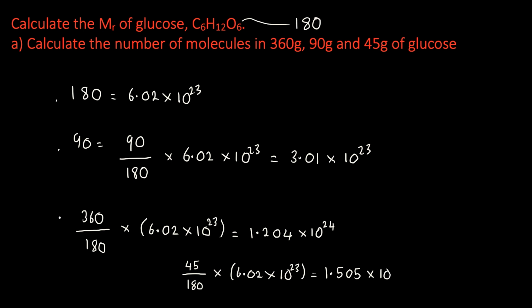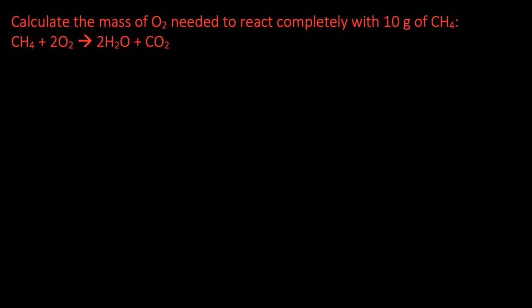Calculate the number of moles of CH4, so 10 divided by the Mr, which is 16, and we get 0.625. We can see that the ratio is 1 to 2, as 1 mole of CH4 reacts with 2 moles of O2. That means 0.625 moles of CH4 will react with 1.25 moles of O2. Multiply this by the Mr of O2, which is 32, and we get 40 grams.